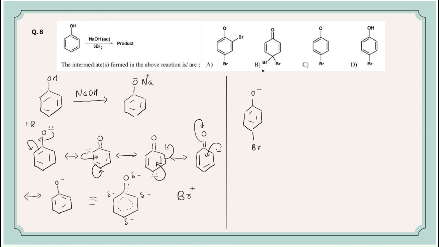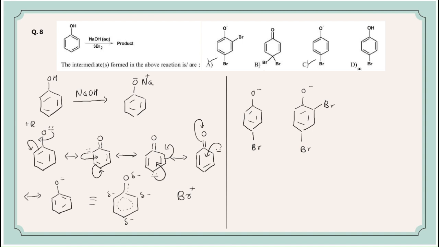Now, can it attack ortho? Yeah, it can attack ortho also, because O minus is electron rich. It donates more and more electron. Therefore, on ortho and para, both the position bromine can exist. Therefore, the right option is option A and C.